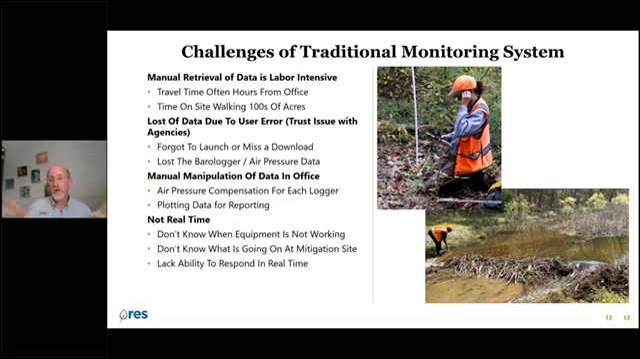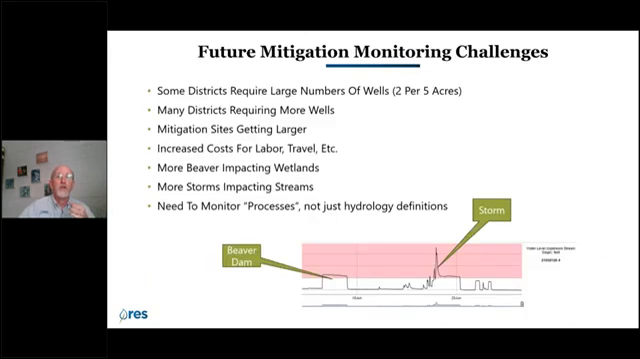Beavers come in and change the hydrology across the site. And in some regions, that's completely acceptable. In other regions, that creates some significant issues for their site meeting criteria, like the number of woody stems on the site. And so you need to be able to be reactive and go out and address beaver issues pretty quickly. And so that lack of ability to respond in real time to properly manage your site is really the biggest challenge of the current system.